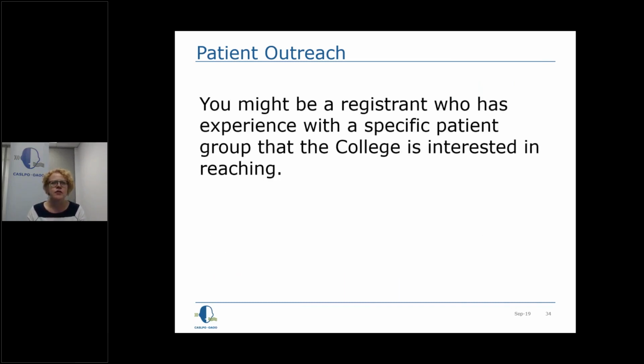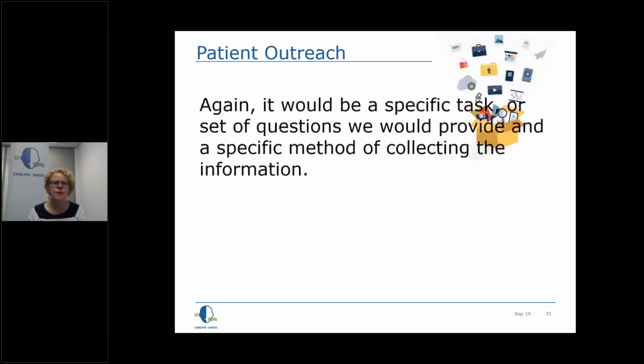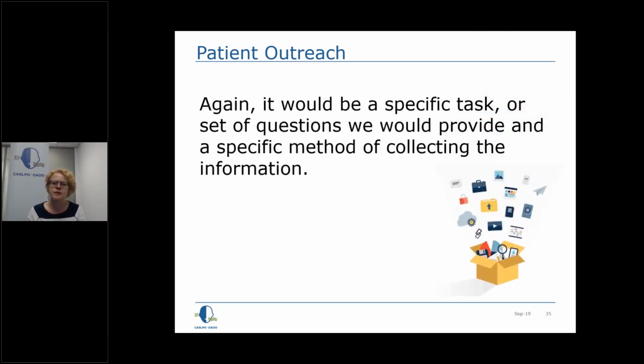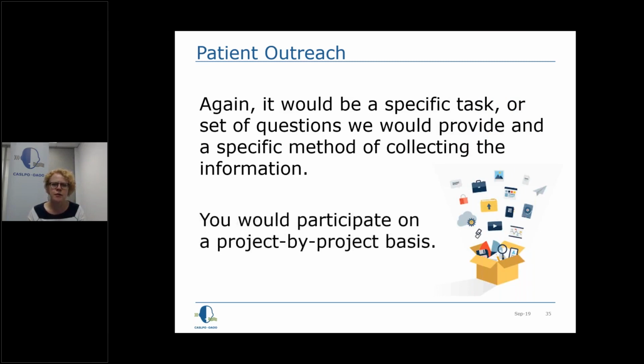You might be a registrant who has experience with a specific patient group that the college is interested in reaching. So we would ask that you remain on our list so we could continue to have a pool of registrants to go to access input. Again, it would be a specific task or a set of questions we would provide and a specific method of collecting the information. You'd participate on a project-by-project basis.